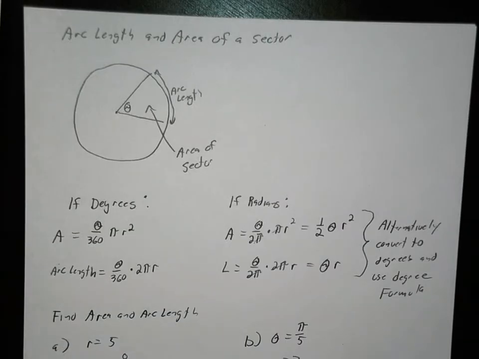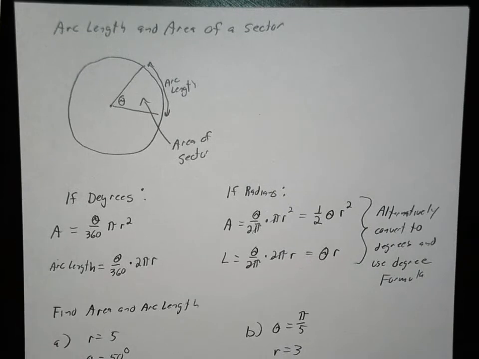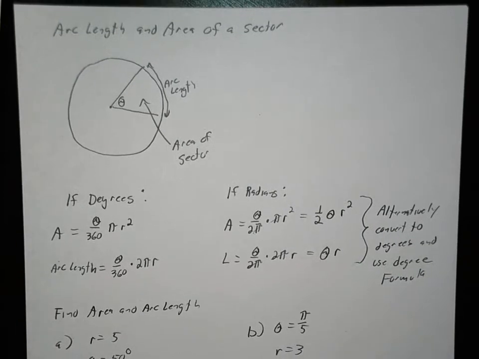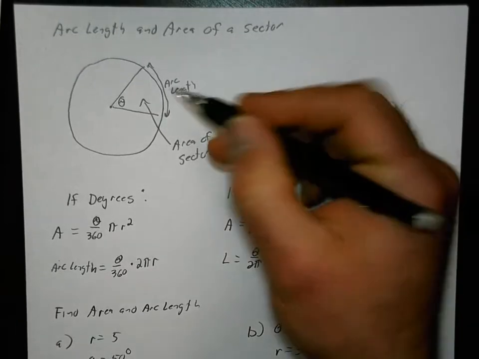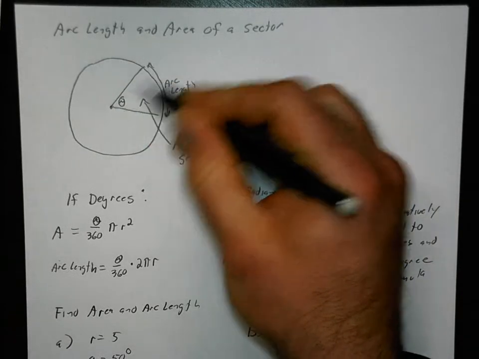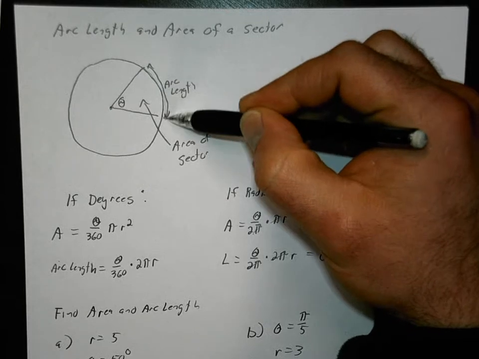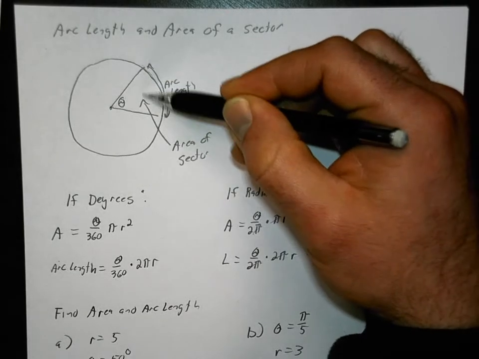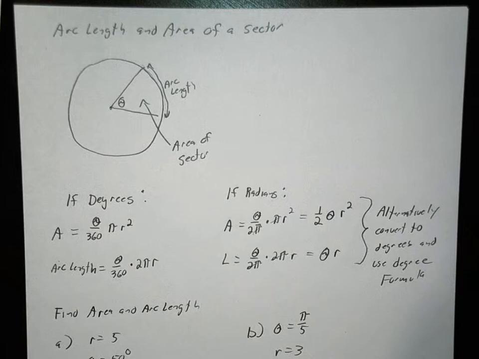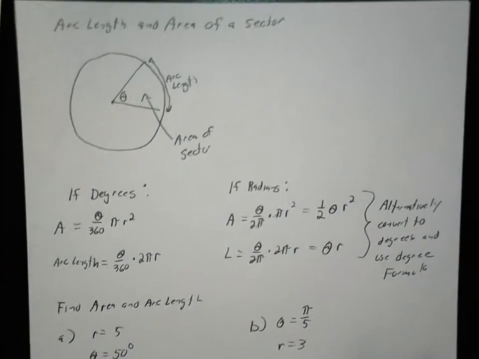Okay, last thing in this section, we got a little time for it, is how do you find the arc length and area of a sector? So what a sector is, a sector of a circle is kind of like a piece of the pie right here. Okay, so the arc length is the length of the crust, and the area is the area of the little section there of the pie or pizza or whatever.